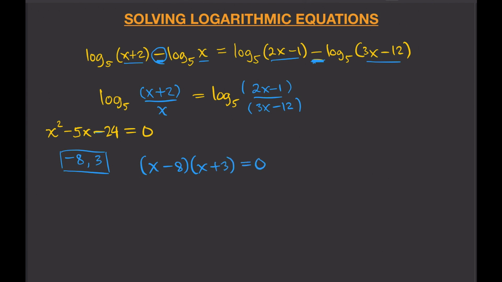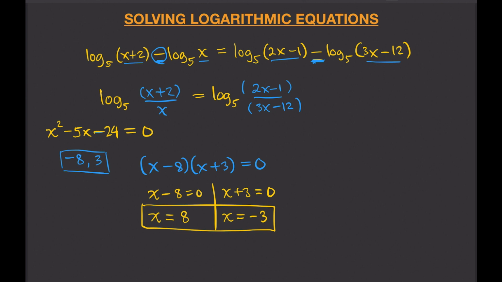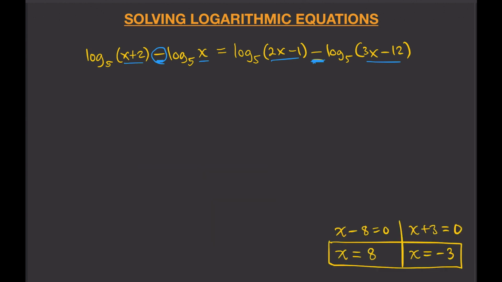Then apply the zero product property. That will give us x minus 8 equals 0, x plus 3 equals 0, which will give us x equals 8 and x equals negative 3. Now again, we're not sure if these two solutions are really solutions, so let's test them. Let's plug them in to our equation. Alright, let's test x equals 8.